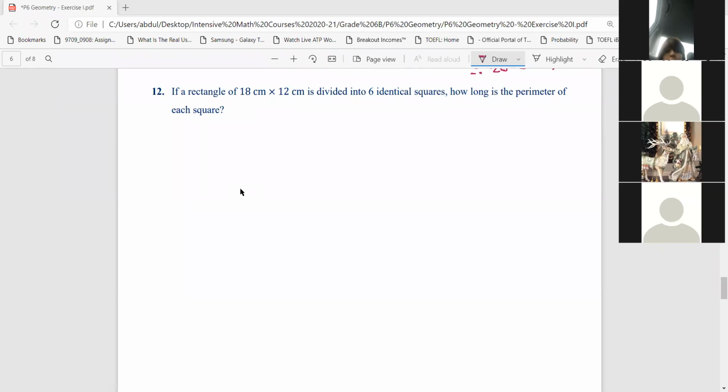First, it says that we are given a rectangle, right? And here, let me draw that rectangle. It says that its length is 18 and width is 12, right? And we just divide this into 6 identical squares. So how long is the perimeter of each square? So here, one way is 12 and 18. What is the highest common factor of 12 and 18?